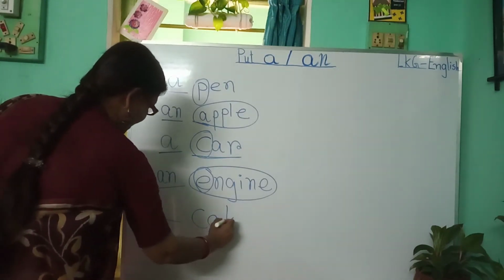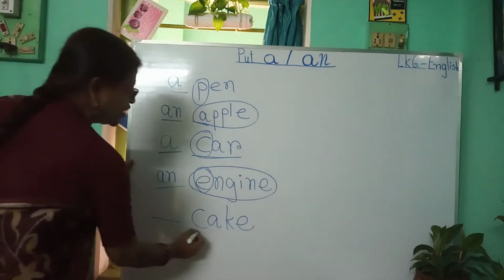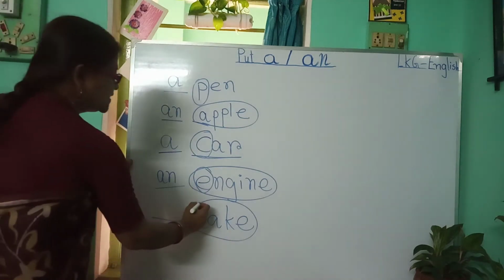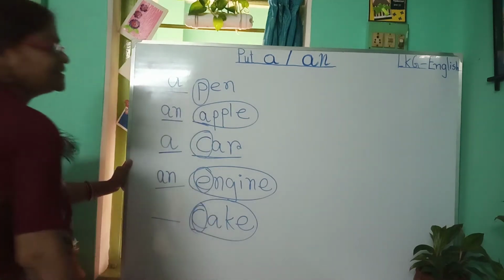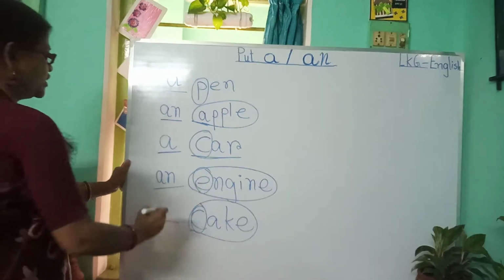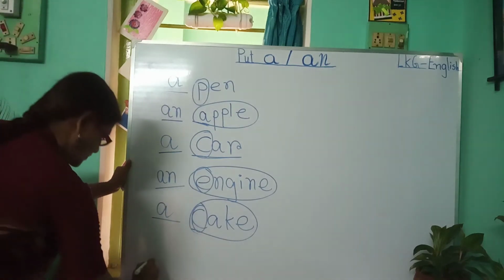Then C-A-K-E, cake. The starting letter of cake is C. Is C a vowel or consonant? C is a consonant. So, I will put here a.